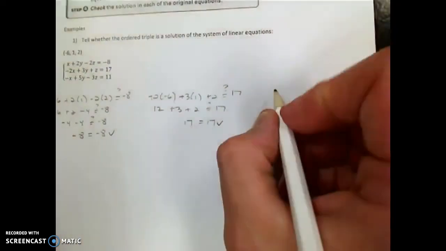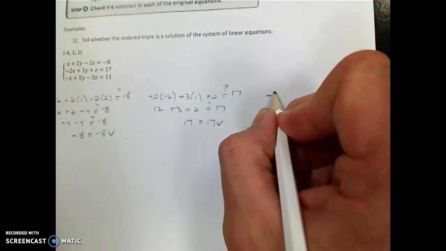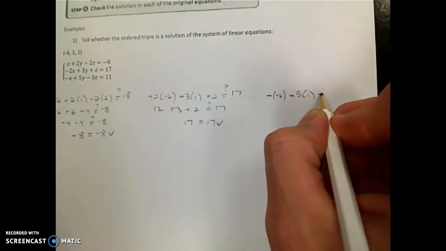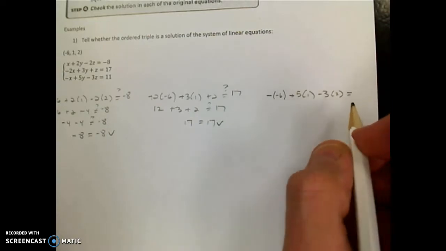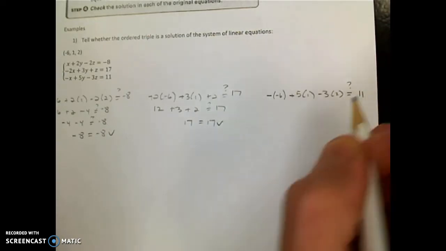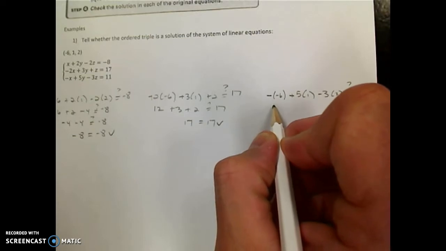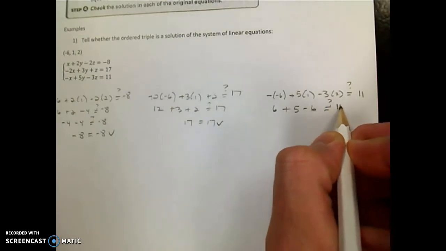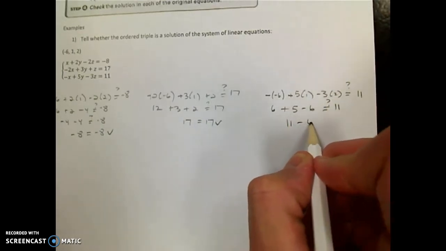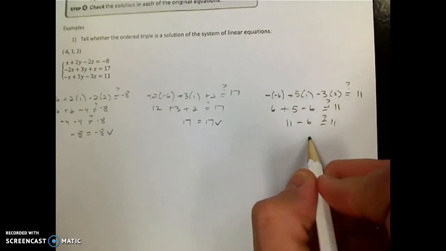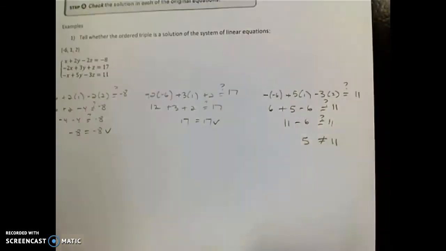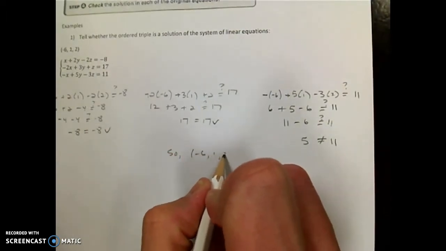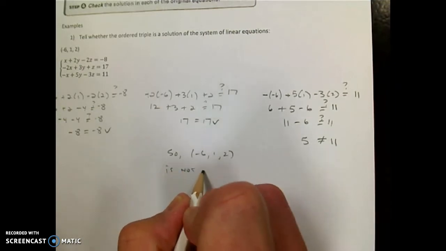Let's take a look now at our third equation. The opposite of negative 6 plus 5 times 1 minus 3 times 2. We're going to check to see if that's equal to 11. So the opposite of negative 6 is positive 6. Plus 5 minus 6 equals 11. This one's not looking good. 11 minus 6, clearly not equal to 11. So 5 is not equal to 11. So negative 6, 1, and 2 is not a solution to the system.